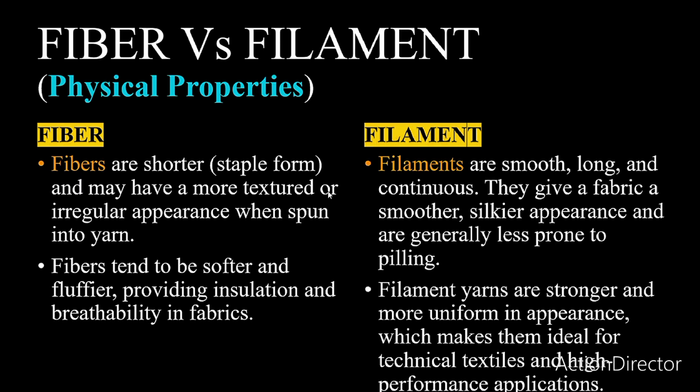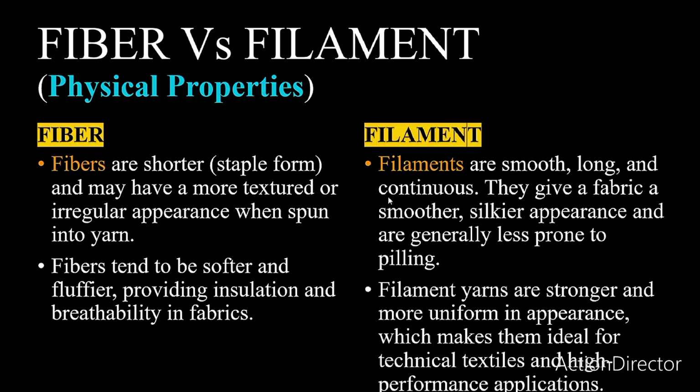What are the physical properties of fiber and filament? Fibers are shorter, staple form, and may have some textured or irregular appearance when spun into the yarn. Fibers tend to be softer and fluffier, providing insulation and breathability in fabrics.